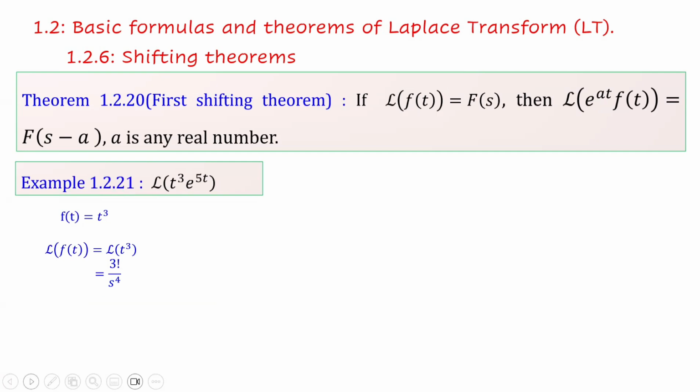Then this is F(s). So here a is equal to 5. So the Laplace transform of t to the power 3 e to the power 5t will be F(s minus 5), which is 6 over (s minus 5) to the power 4.